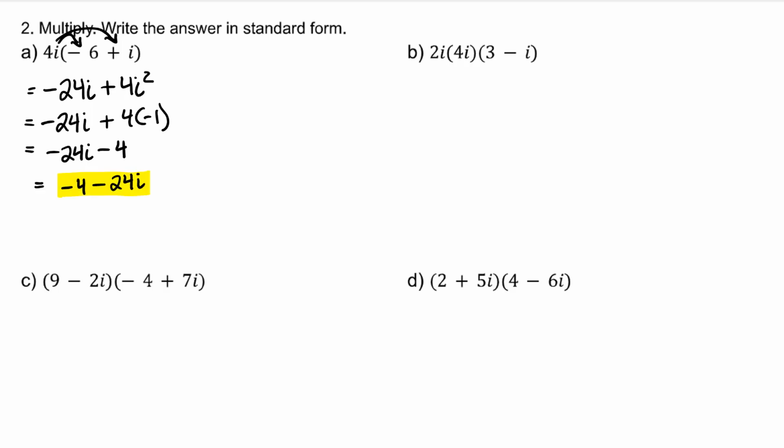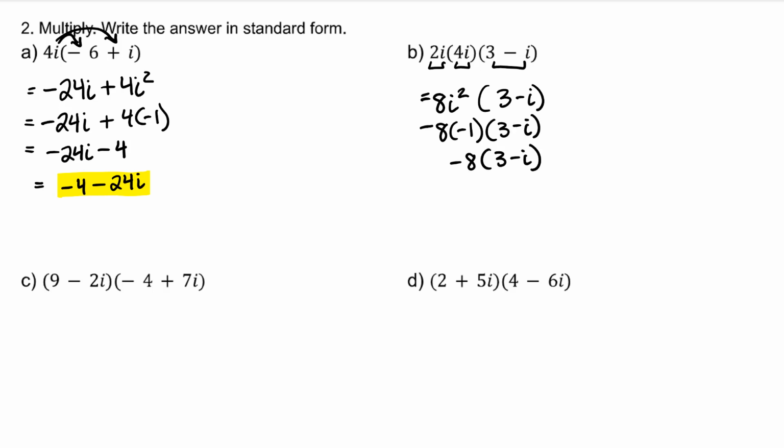For part B, I have the product of 3 things, 2 terms and a group. Let's multiply the terms in front first and then distribute that result into the group. 2i times 4i is 8i squared. But i squared is a real number. It's negative 1. So let's replace it. Now distribute negative 8 into 3 minus i. Is it in standard form?